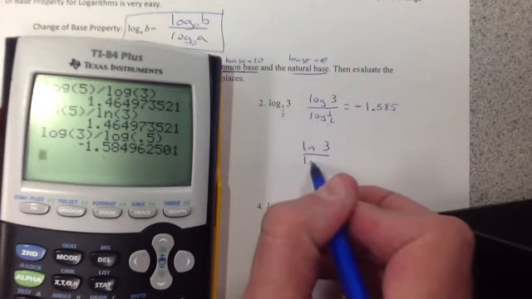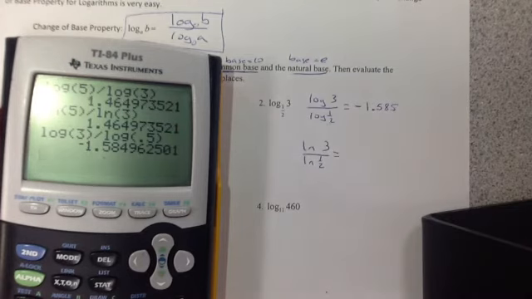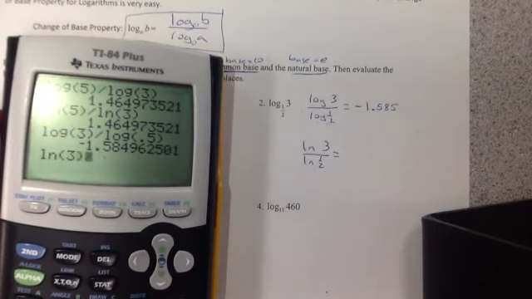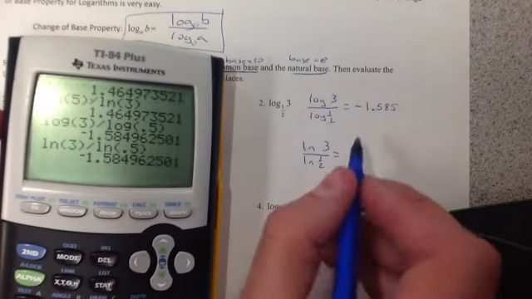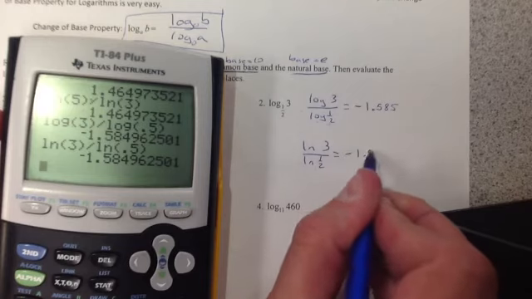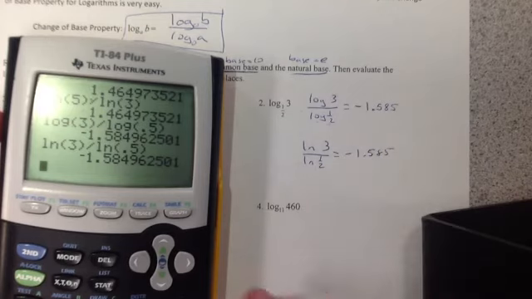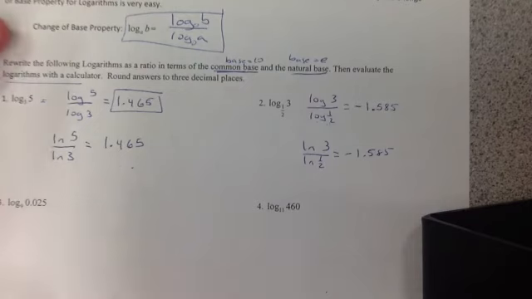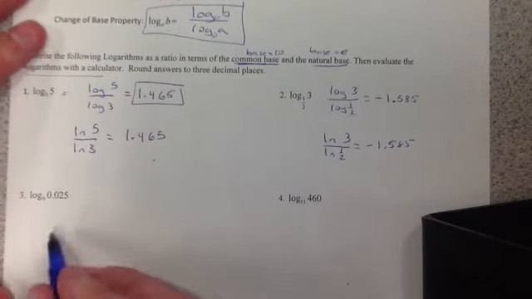And do the same thing with the natural log. Natural log of 3 over natural log of 1/2. And I see if I get the same answer. Natural log of 3 divided by the natural log of 0.5. And yeah, we get the exact same thing. Look how exciting this is. Very easy.